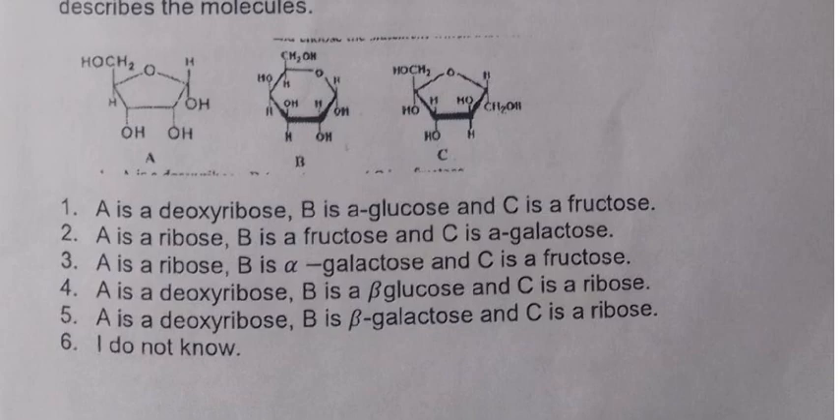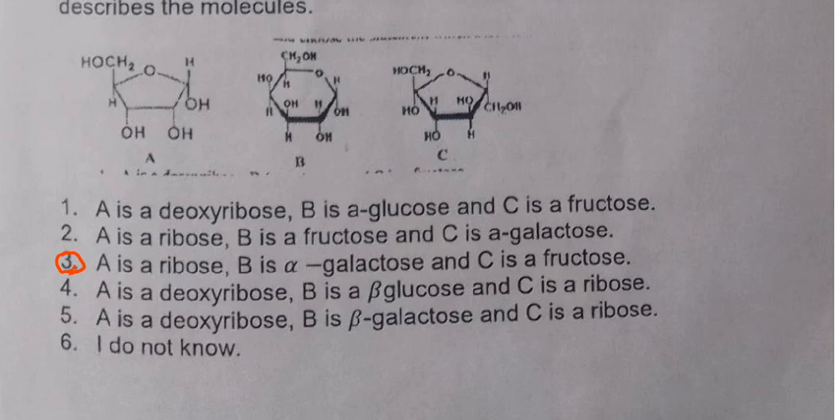A is a deoxyribose. So we have OH, OH. So this can't be deoxyribose since you have OH, OH here. So this needs to be ribose. So A is a ribose. Alpha galactose. So this is the answer. So A is ribose and B is alpha galactose.